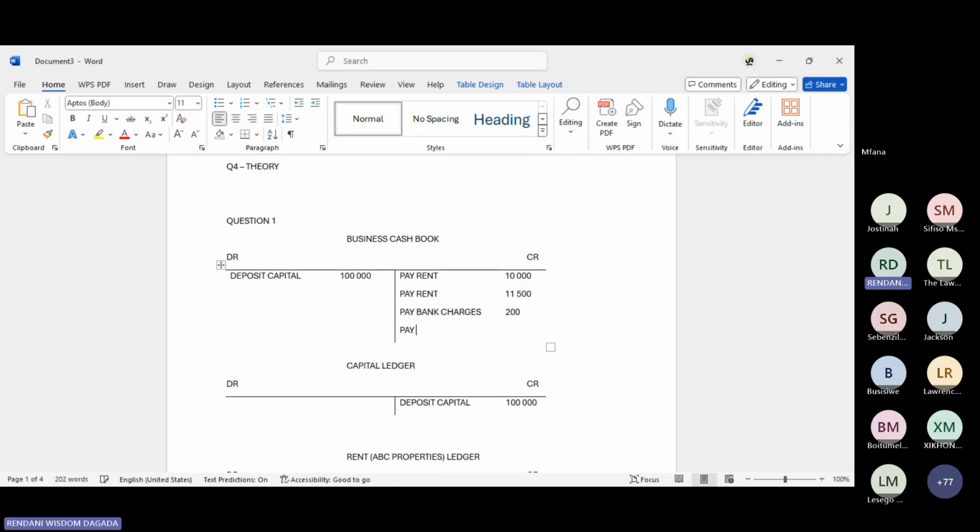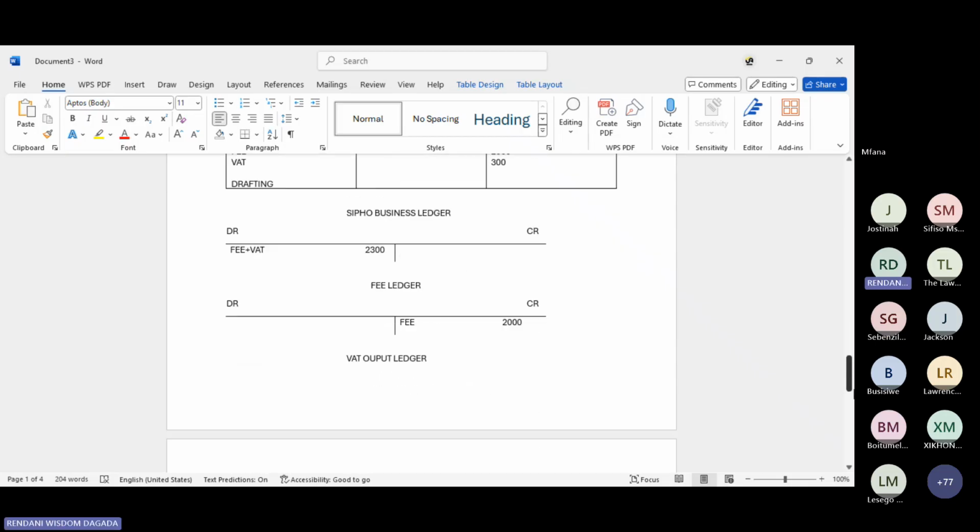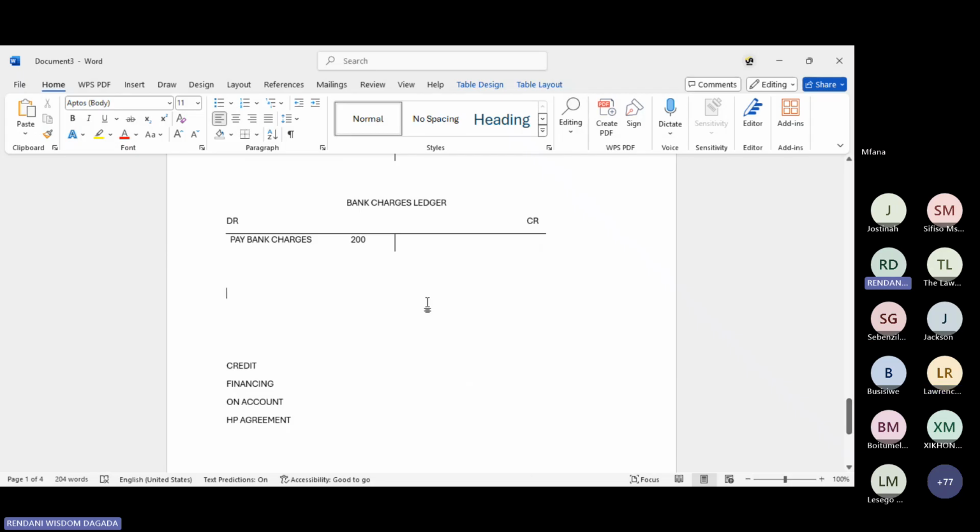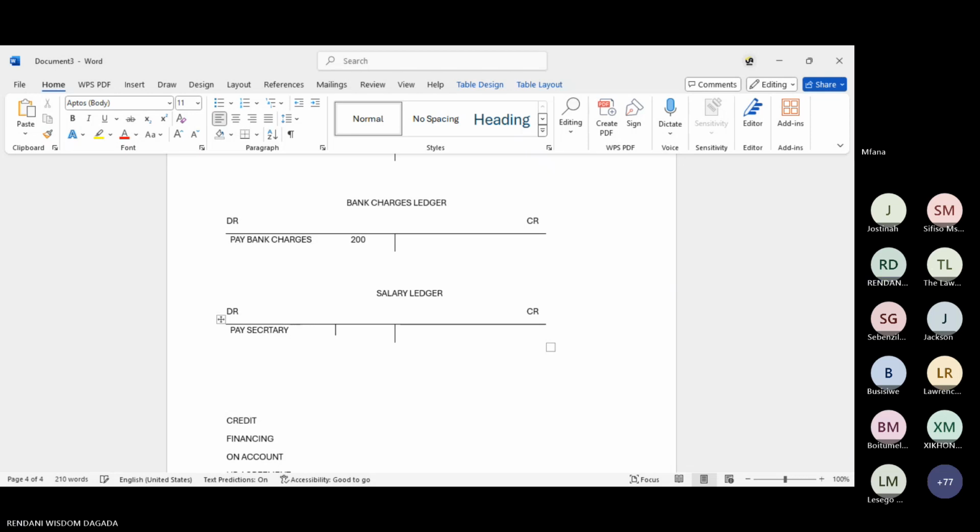So pay secretary. Okay, pay secretary. How much did we pay this secretary? 6,000-ish. The secretary is not earning shame. And then we are going to do double entry for the salaries. This one we can just name it salary ledger, or salary, general ledger. Remember, you can write general ledger or just leave it as ledger. Pay secretary at 6,000. There we go.